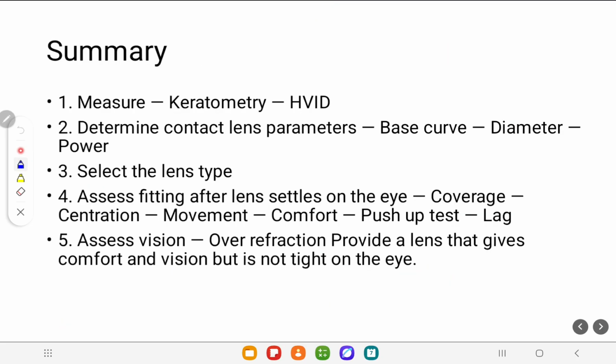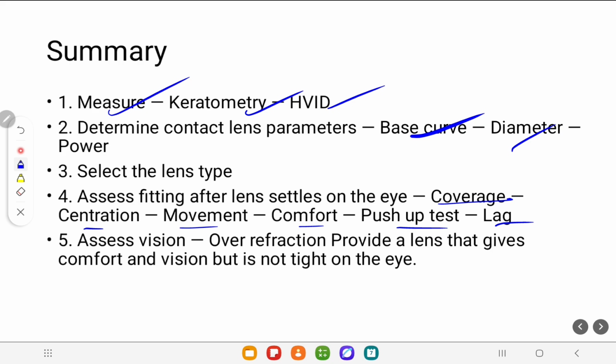Okay. So what are the summaries? And I will definitely discuss a few more tables. Summary: what do you do? Measurement, keratometry as well is more important. Base curve and diameter, power, select the lens type, assess fitting of the lens as it settles on the eye. Definitely, what do we do? Fitting. We would think about coverage, centration, movement, comfort, push-up test, lag, and all these things.